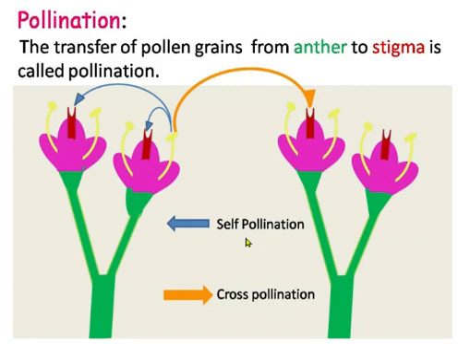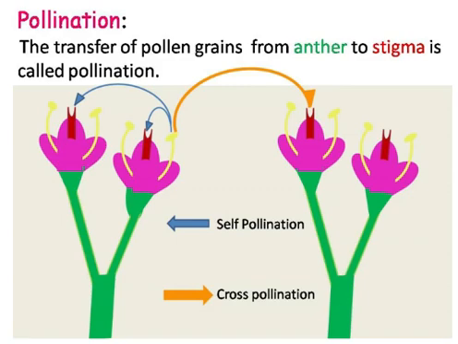So what is the difference between self-pollination and cross-pollination? In self-pollination, the pollen grains fall on the stigma of the same plant's flower. But in cross-pollination, the pollen grains sit on the stigma of another plant's flower but of the same type.